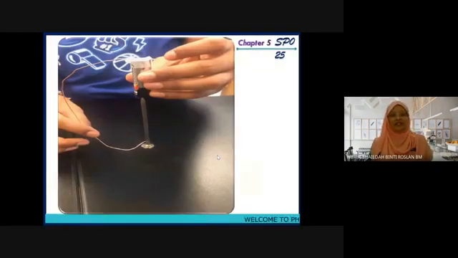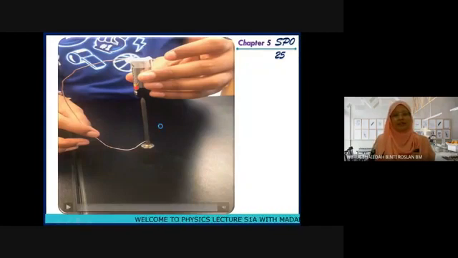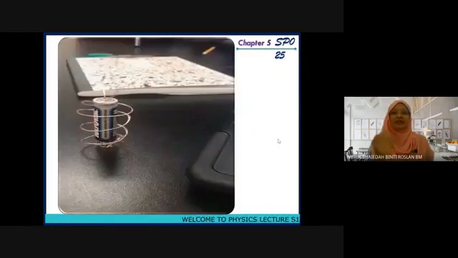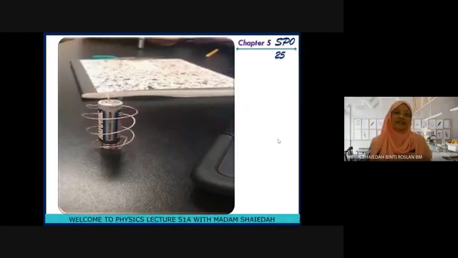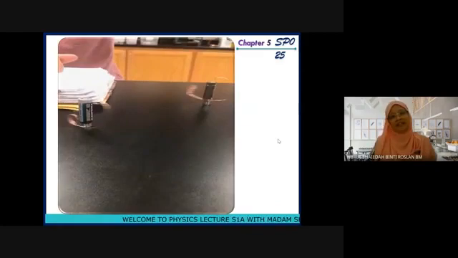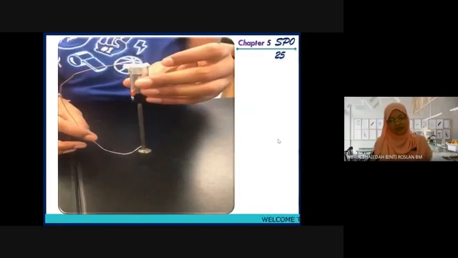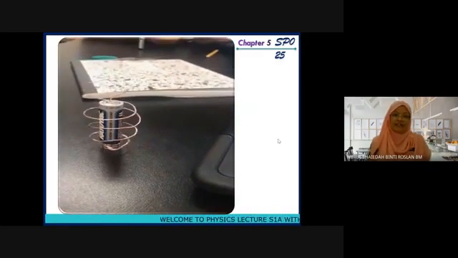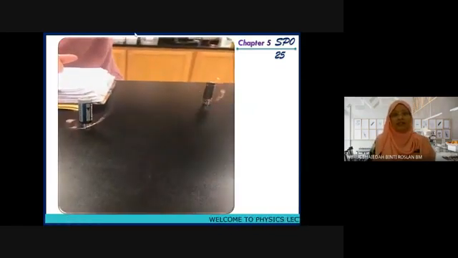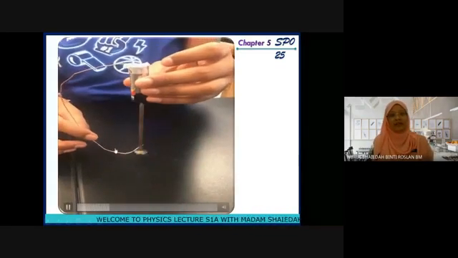Okay, so ini adalah contoh. Tapi tak ada music. Saya tak tahu kenapa music tak nak. So this one adalah dia punya contoh application of electromagnetic induction. So kalau you tengok this one, dia ada apa benda ni? Okay, actually this is coil, yang ini coil. So ini adalah coil, yang ini adalah straight wire.